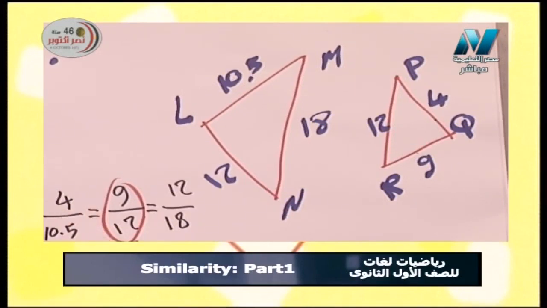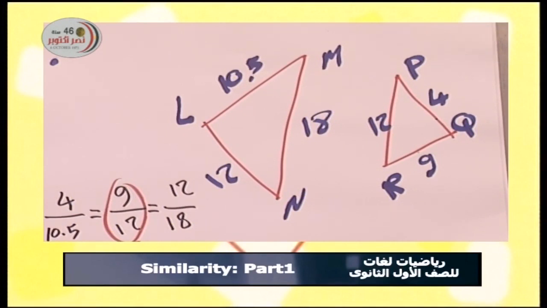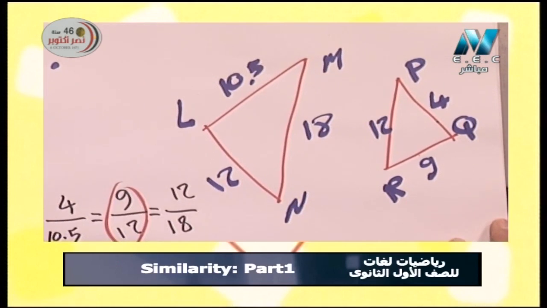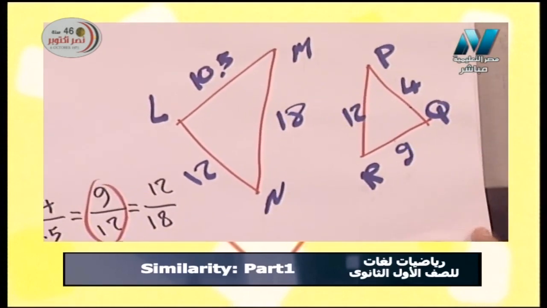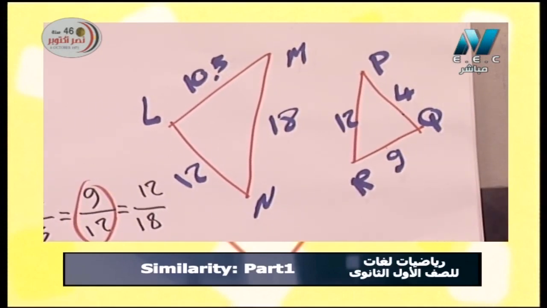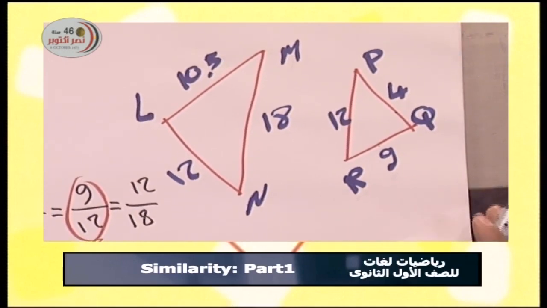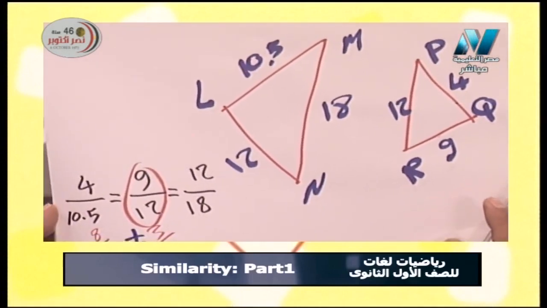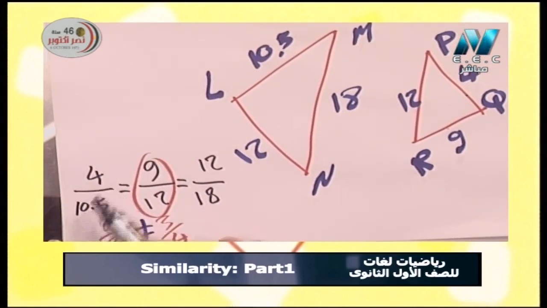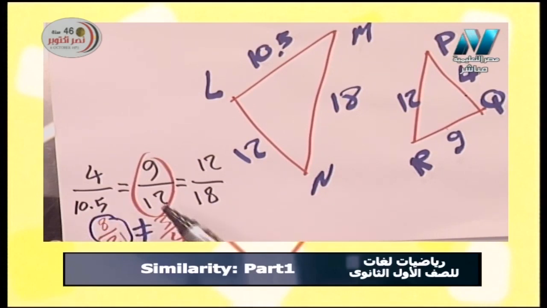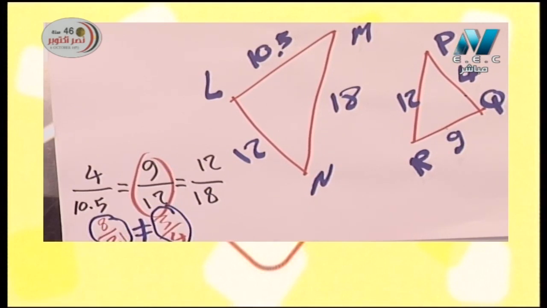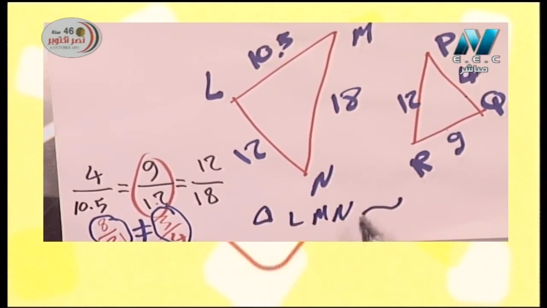We have found that 4 over 10.5 is equal to the ratio 8 over 21, but 9 over 12 equals 3 over 4. So this ratio doesn't equal this ratio, so they are not proportional. So triangle LMN is not similar to triangle PQR.